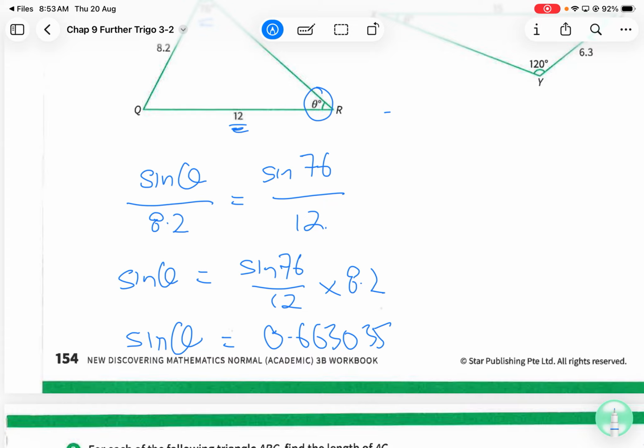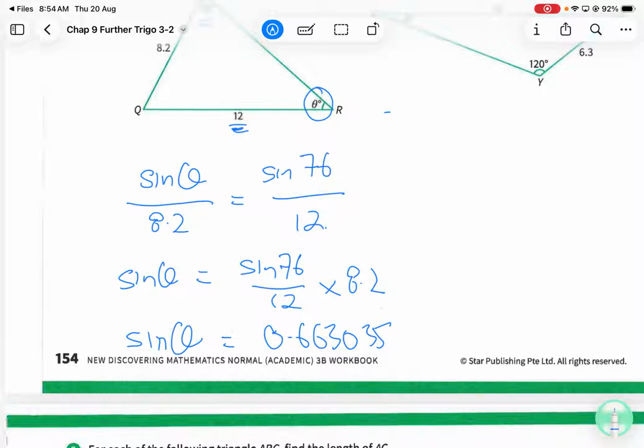0.663035. Write a few more. Okay? The more the merrier. This one is working. This is not your final answer. Don't write 3SF. Write more. 5, 6. Better.